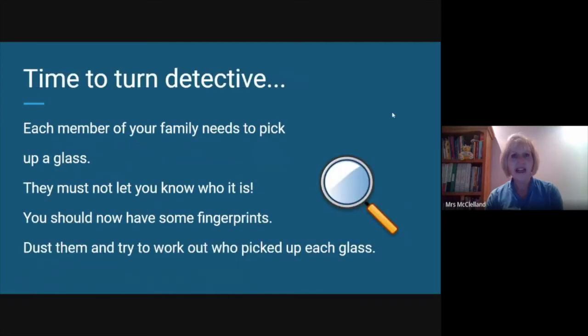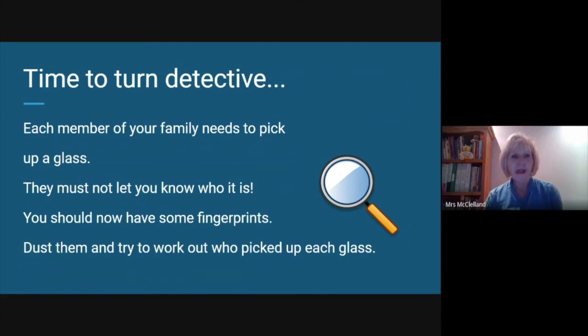Now it's time to turn detective. The police have used fingerprints as a way of identifying criminals for many, many years. Because our fingerprints are individual to us, by matching the fingerprints to the person, it means that's the criminal. That's the person who committed the crime. So, how about some members of your family pick up a glass, a clear glass? They'll leave some fingerprints on it. They mustn't tell you who picked up which glass, but you should now have some fingerprint evidence to try and find out which glass belongs to which person.